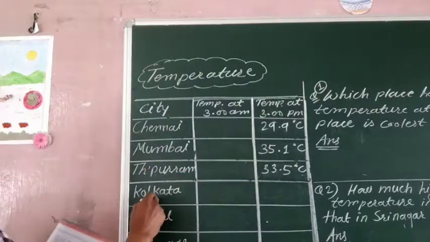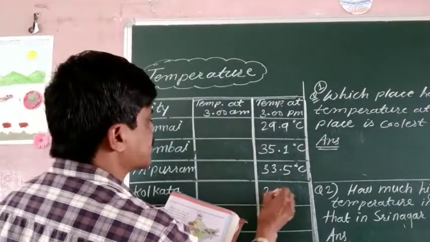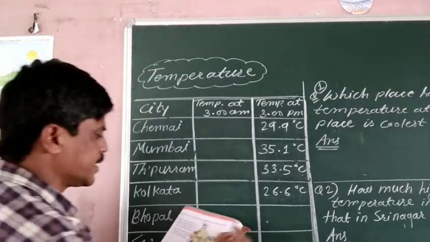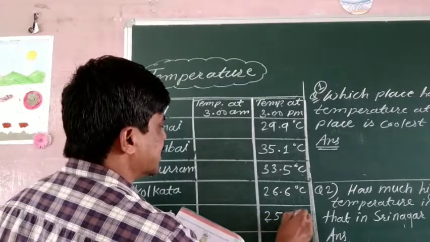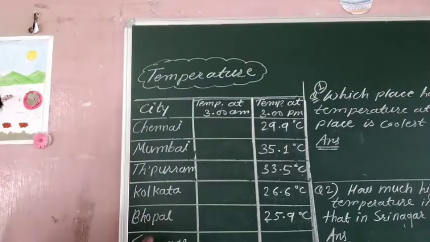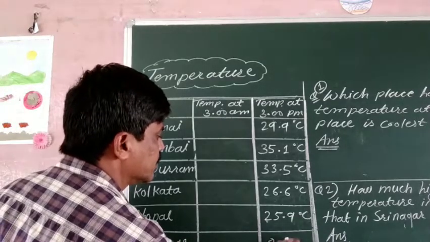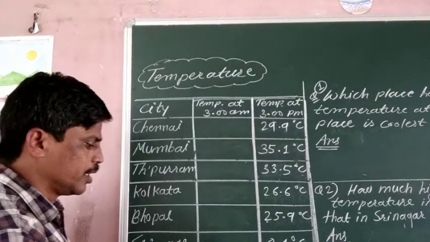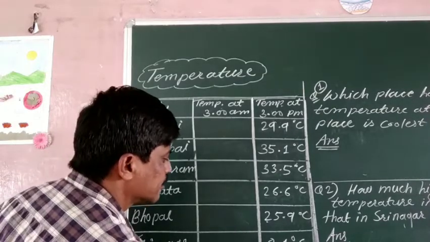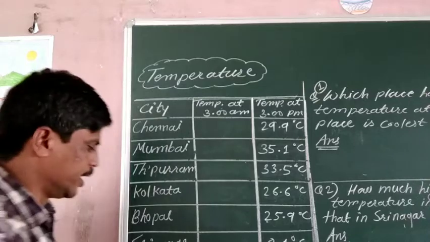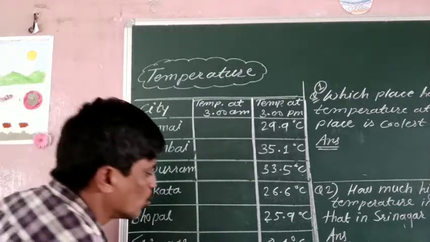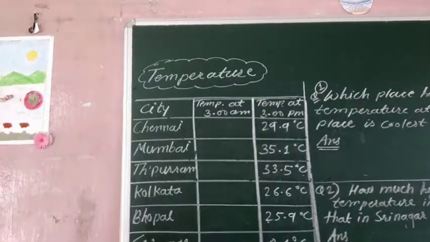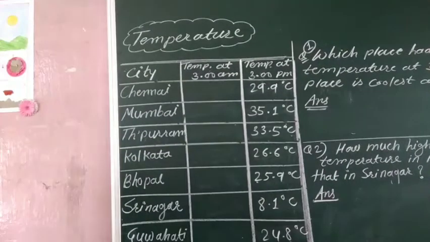Then it is Kolkata. See, it is 26.6 degrees Celsius. And then it is Bhopal. It is 25.9 degrees Celsius. And it is Srinagar, 8.1 degrees Celsius. And see, it is Guwahati, 24.8. And it is Jaipur, it is 23.2 degrees Celsius. So these are the temperatures which were noted at 3 PM. Now one column is left here.